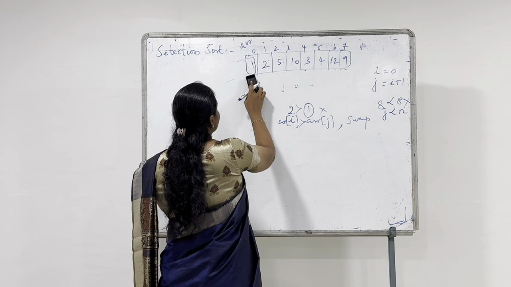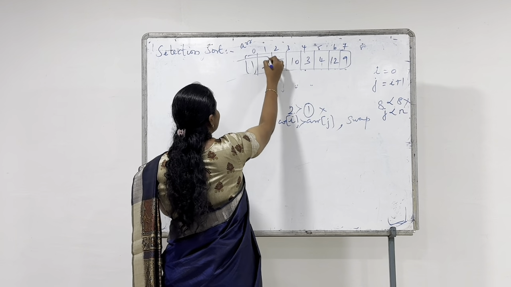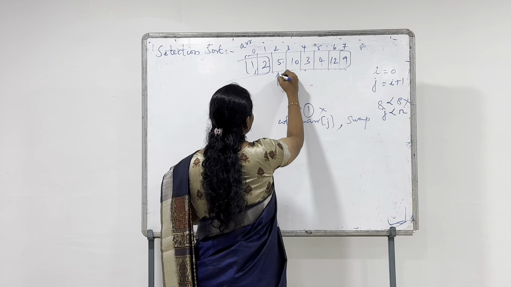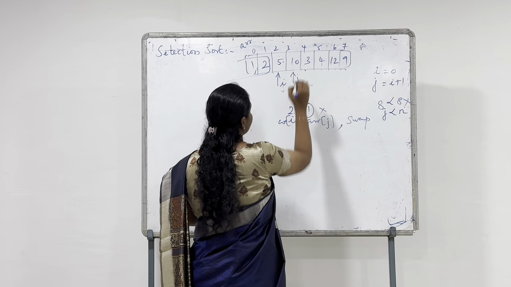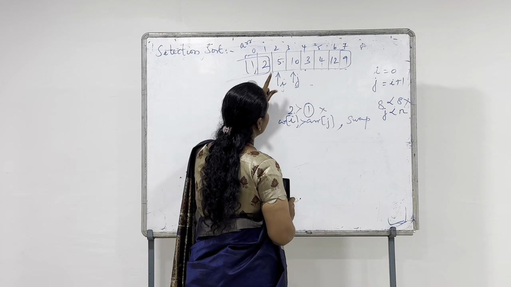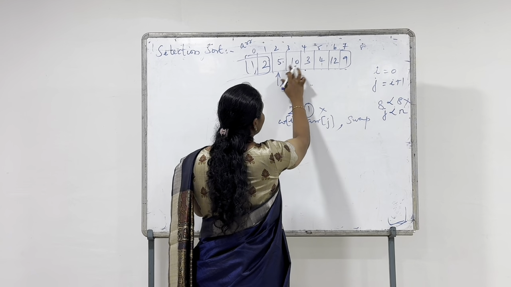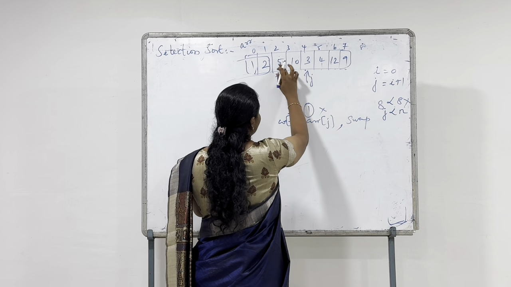Now these two values are in the correct place. Okay, now this is I and this is j. Compare these two values. 5 is less than 10, so don't touch this. Then increment j, 5 and 3.